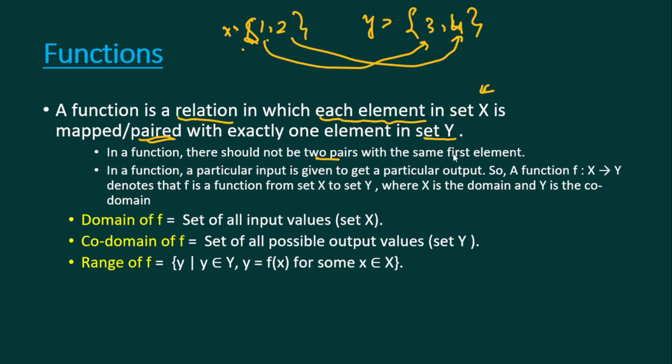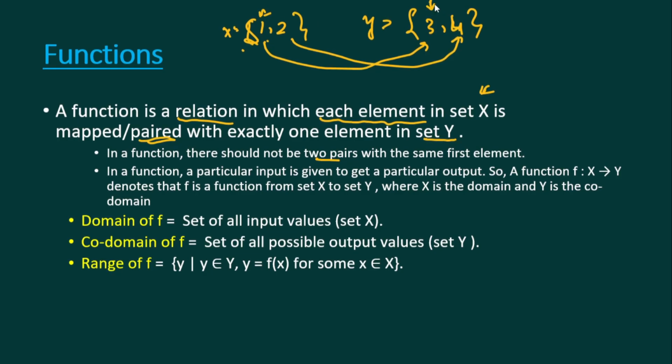In a function, for a very particular input, we will get a very particular output. A function f: x → y denotes that f is a function. This symbol tells us that this is a function, from set x to set y.